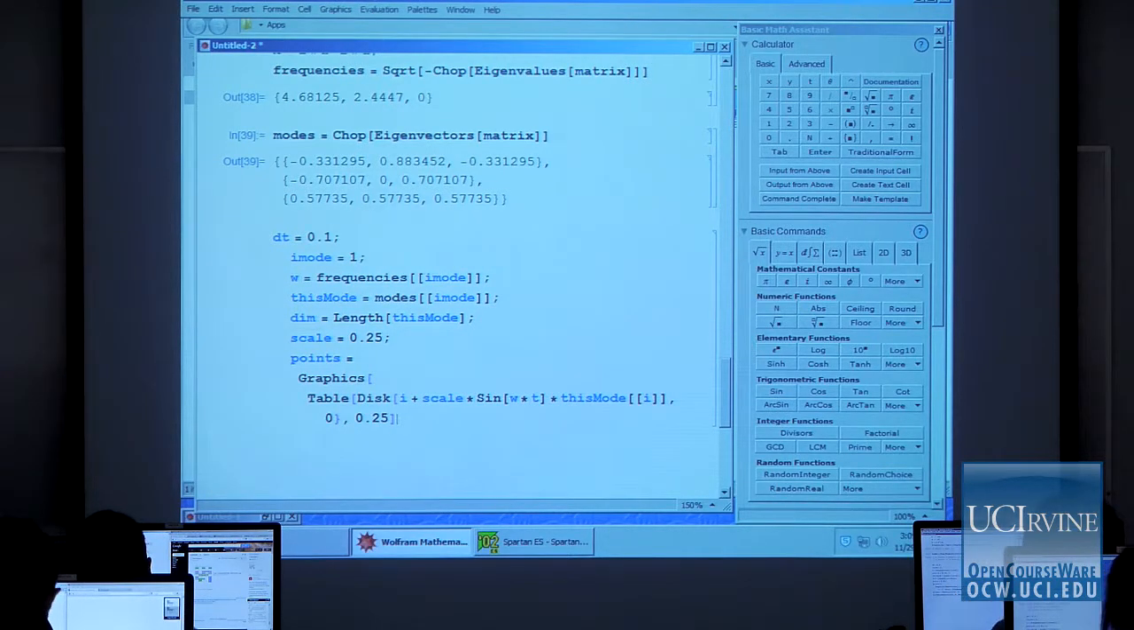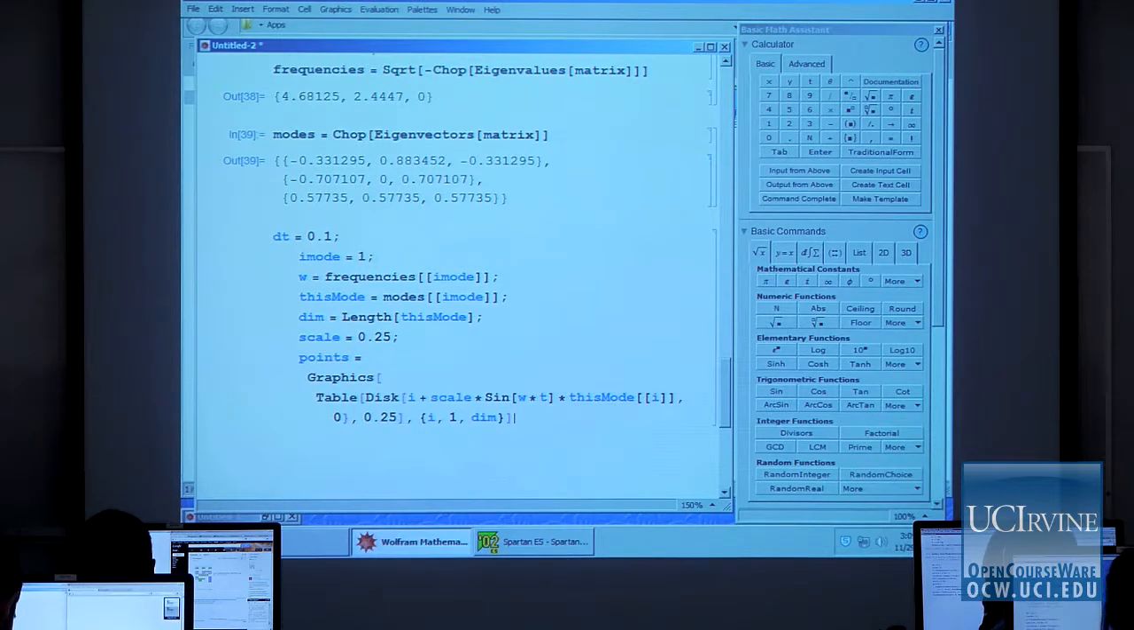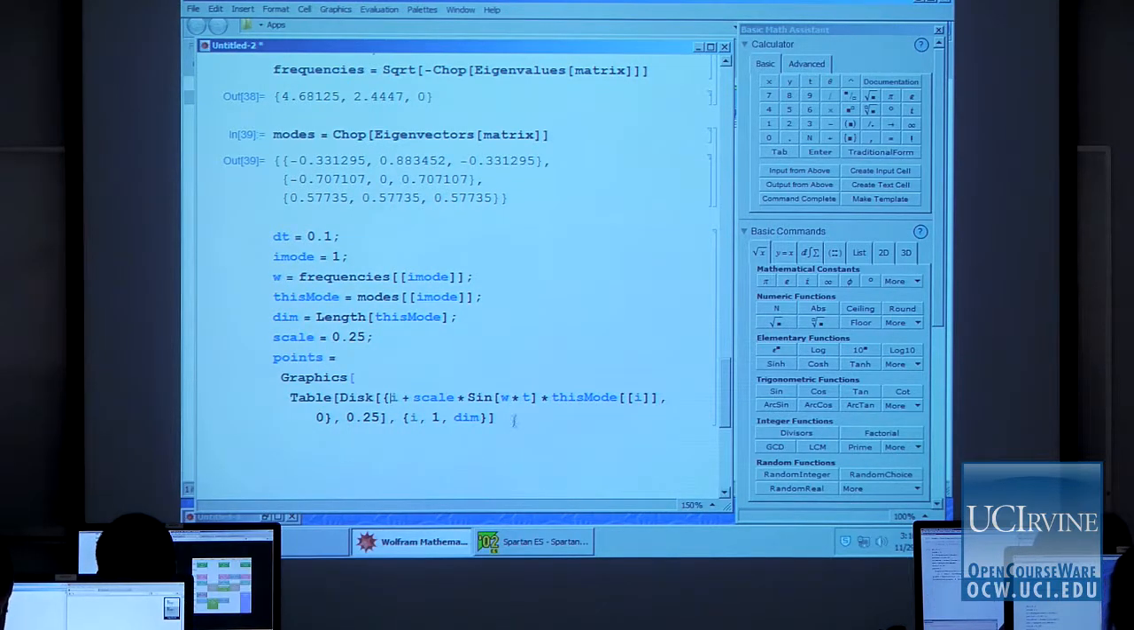All right, and then I'm generating the table for i goes from 1 to dim, which is 3, the length of our eigenvector. All right, so it's going to give me a bunch of pictures where there are going to be 3 disks drawn, but they're going to be in different positions depending on where we are along the oscillation. And I'm missing something here. Curly bracket here.